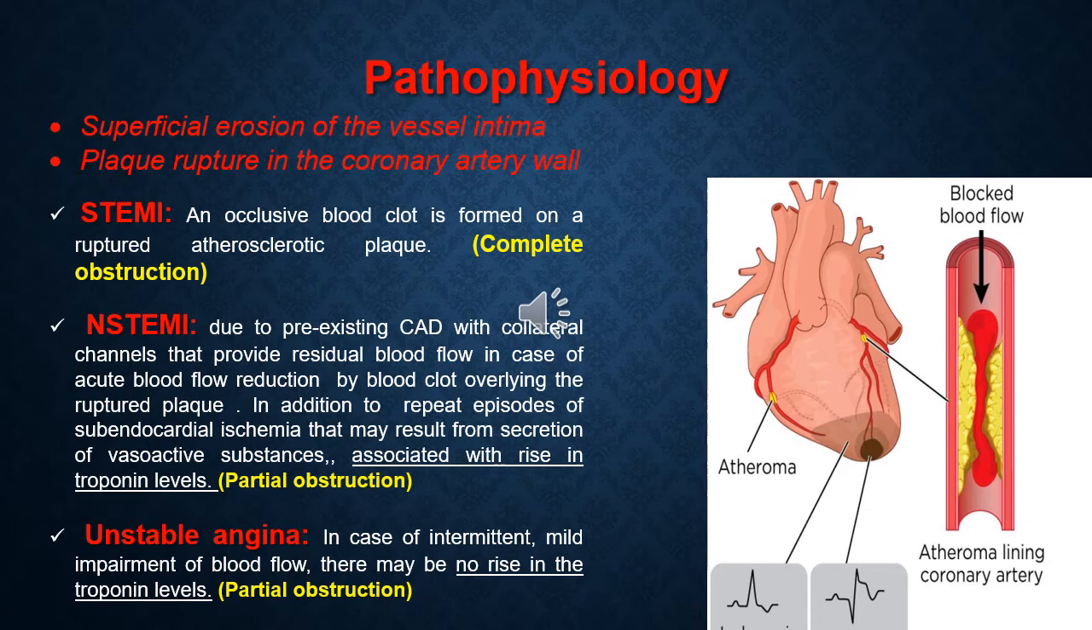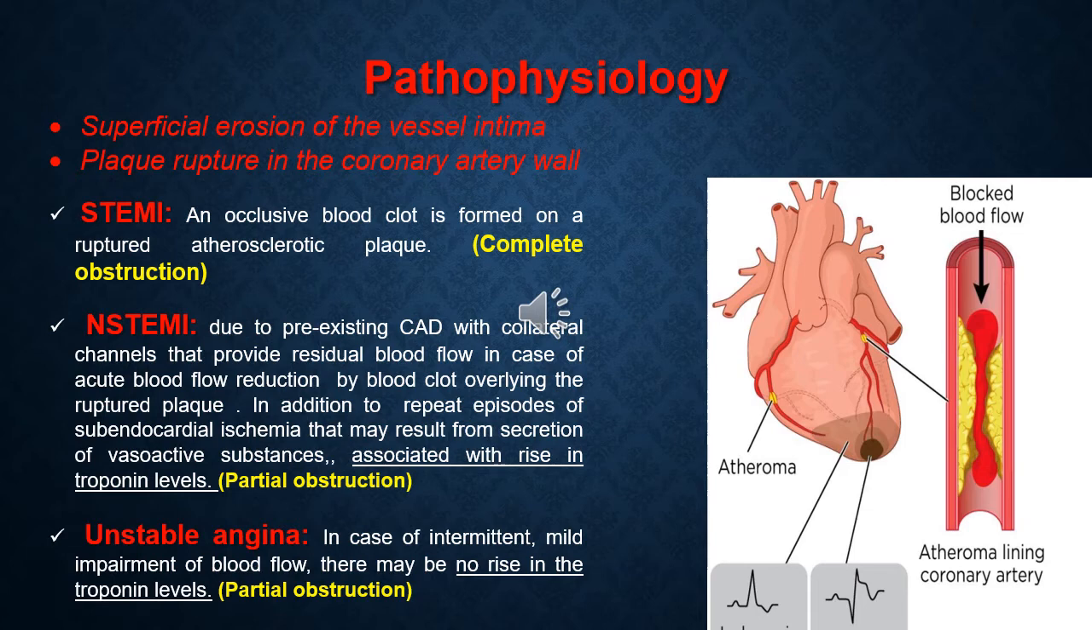Regarding the pathophysiology of acute coronary syndrome, as we discussed before, it is like the pathophysiology of atherosclerosis in general, starting with superficial erosion of the intima and then plaque rupture into the wall and lumen. If we have complete obstruction of the coronary flow, it presents with ST elevation myocardial infarction, as we can see in this ECG image. And if we have partial obstruction of the coronary flow, it may be unstable angina or non-STEMI, non-ST elevation myocardial infarction.